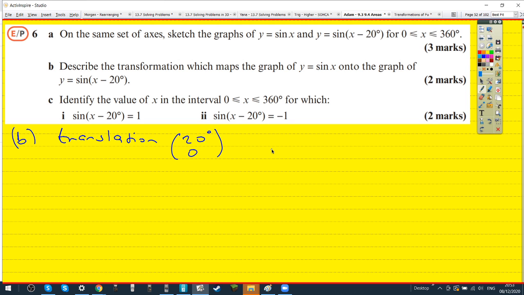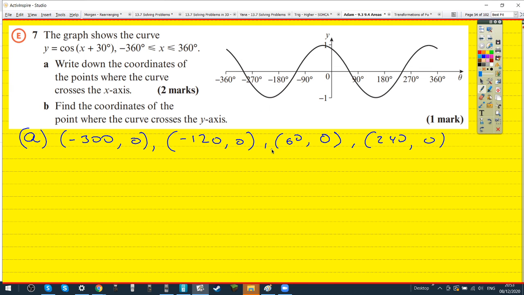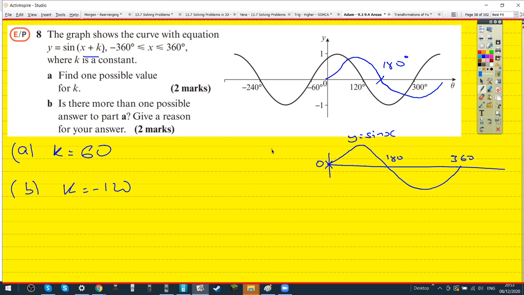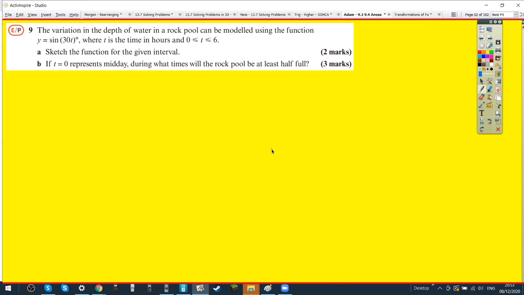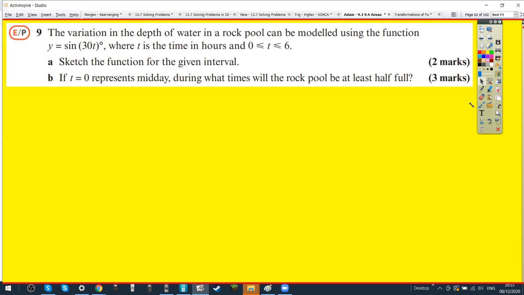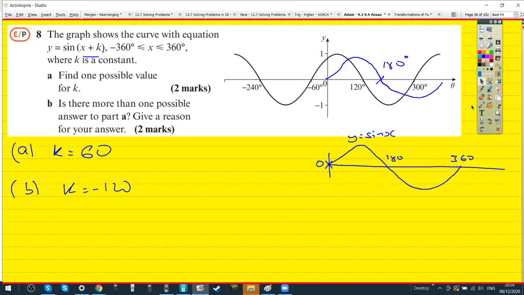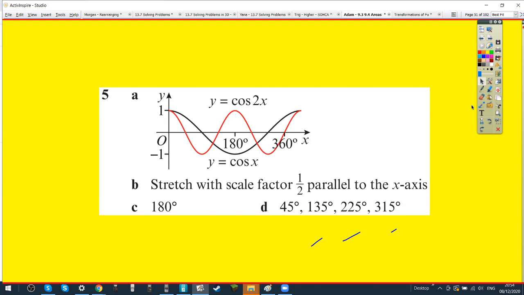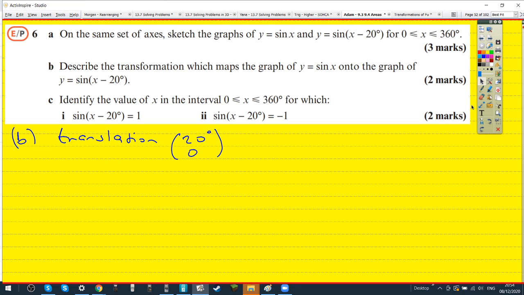Alright, let's give this a go. So these actually start off not too bad. Maybe I'm getting ahead of myself a bit. But let's just do question C.